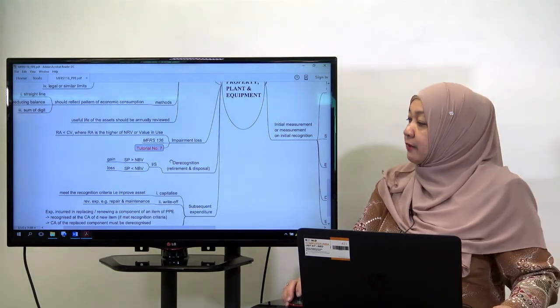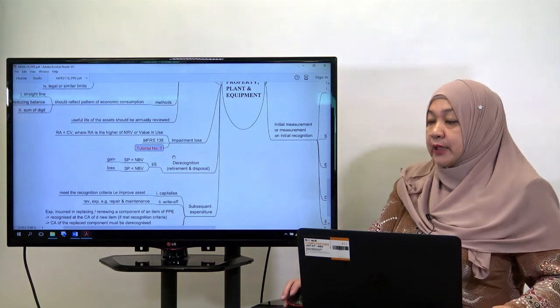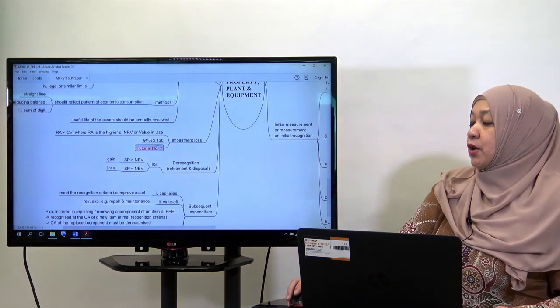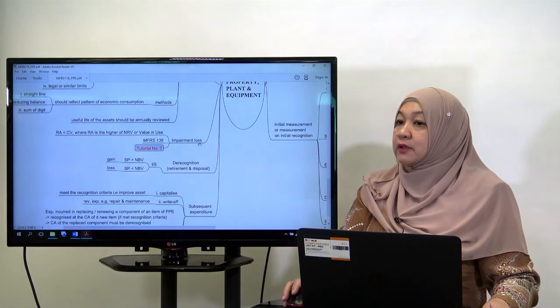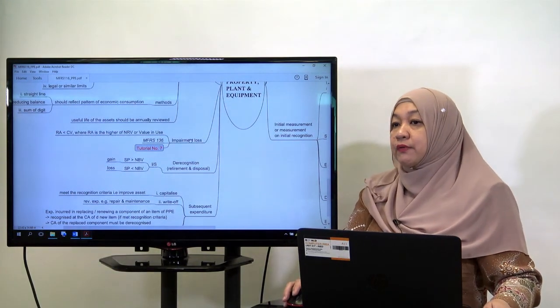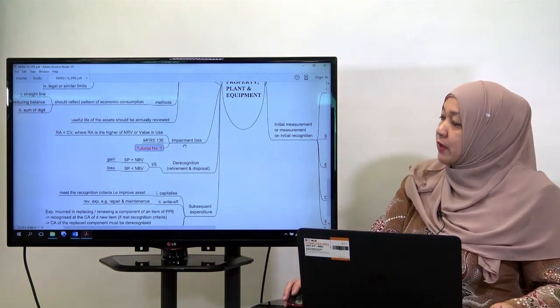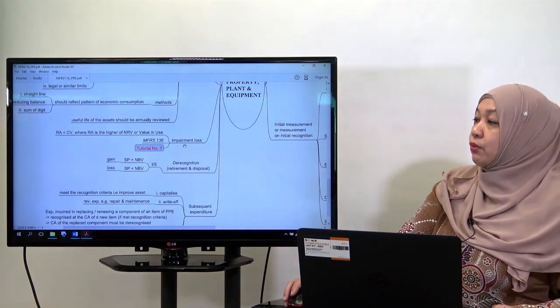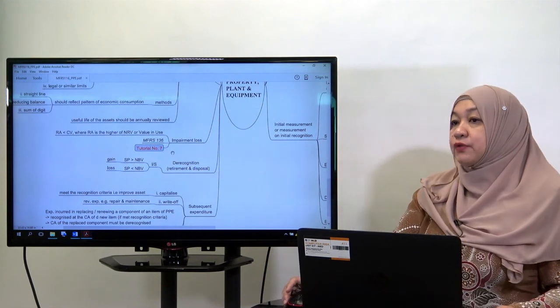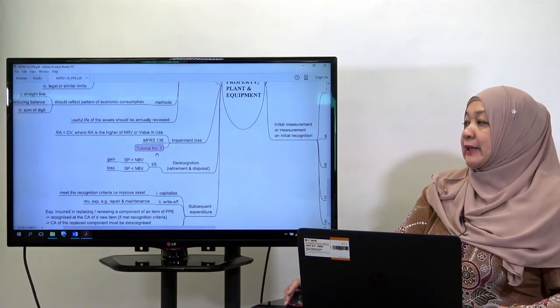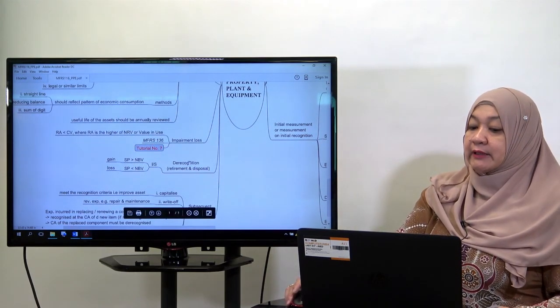Now, what does derecognition mean? Derecognition means that when we decide to dispose of, or leave out, the non-current asset from our books of accounts. So if we decide we don't want to use that particular non-current asset and we want to sell it off, we want to dispose of it, then that is known as derecognition.